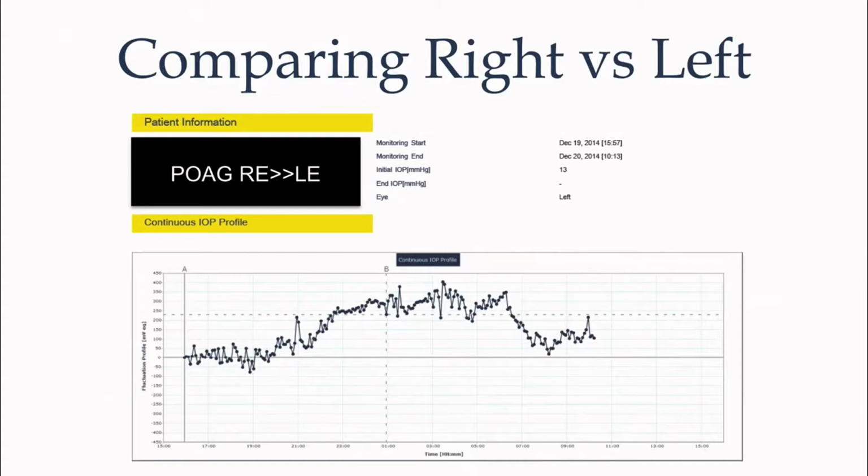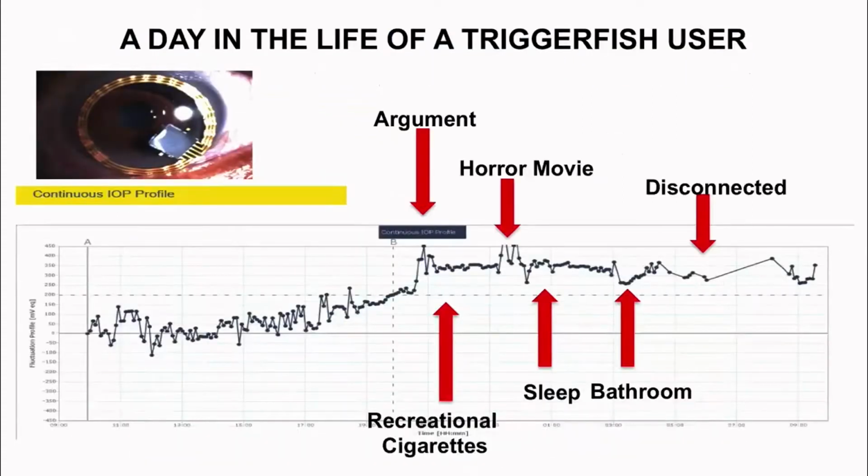You can see even right and left eyes can differ from one another as to the amount of fluctuations that are happening. They just look different one eye to another. We don't know what that really means at this point.